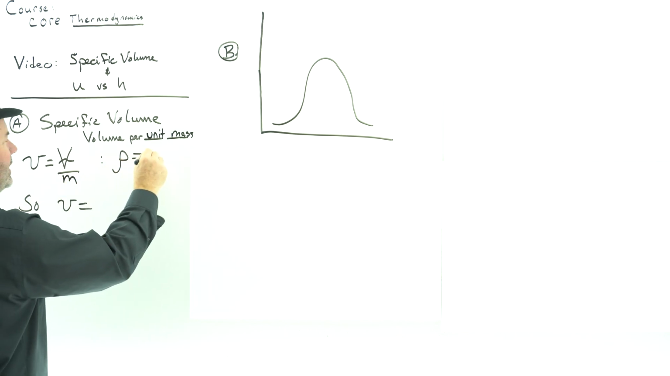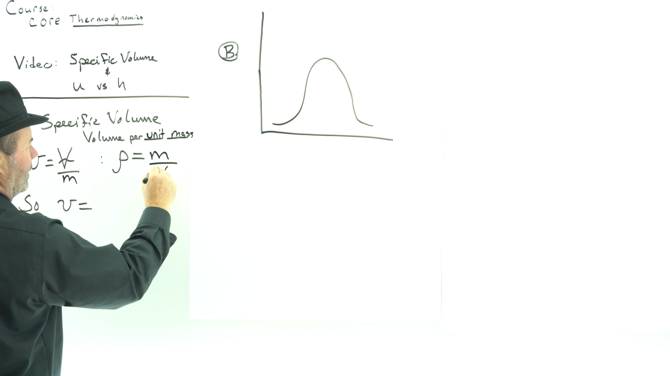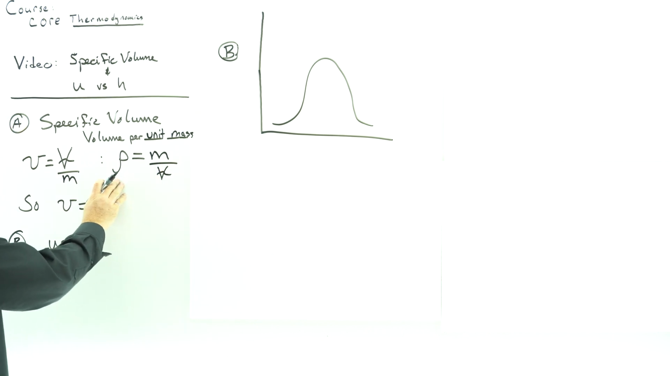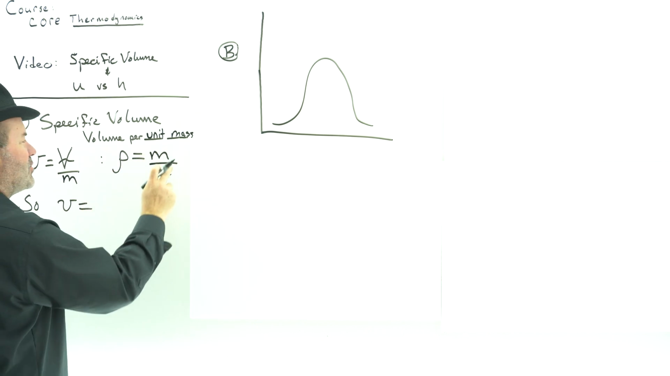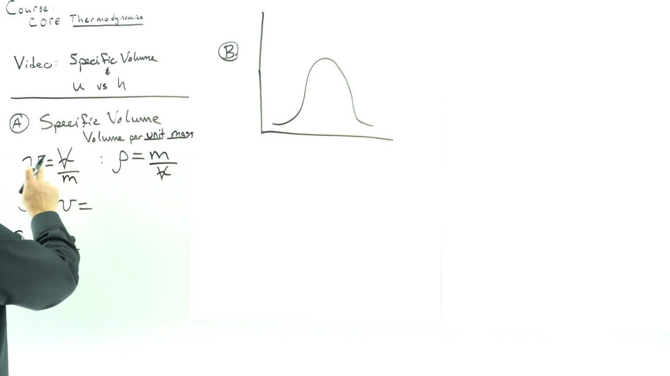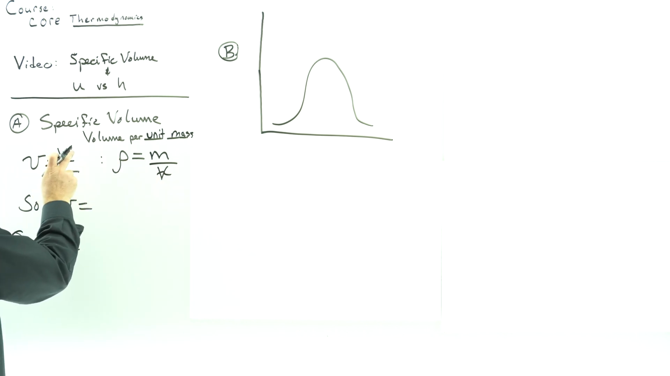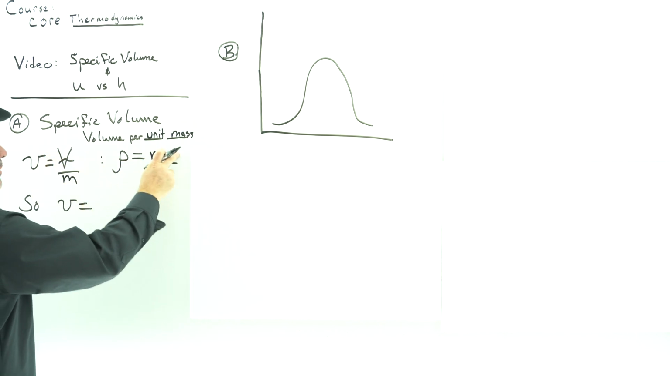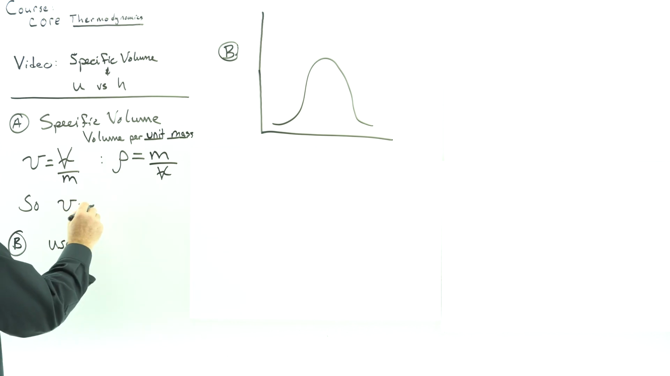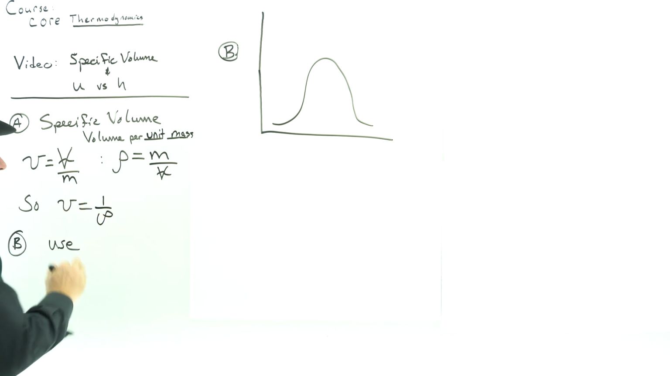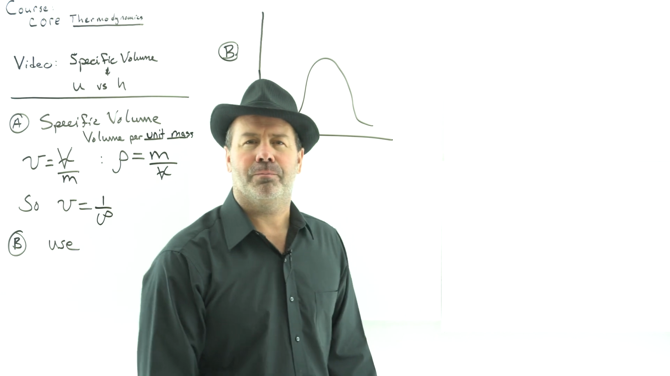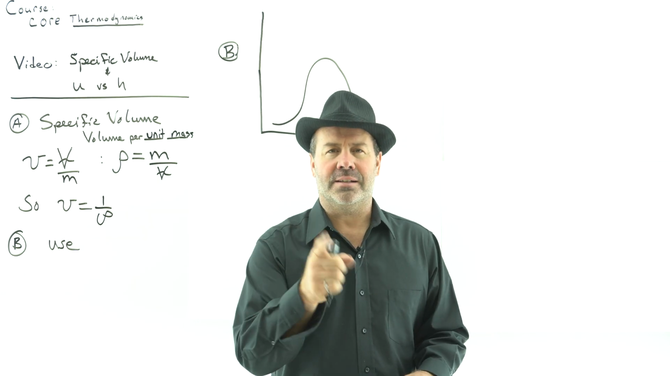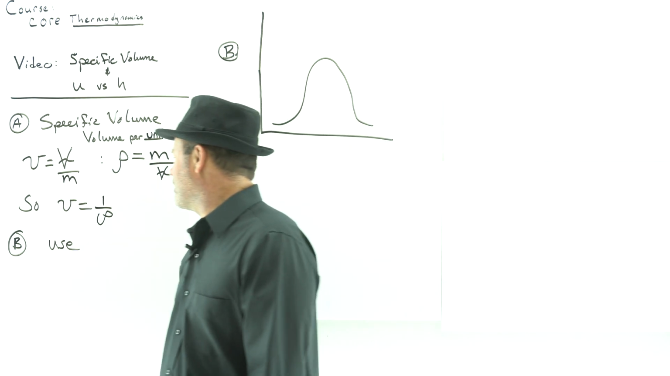Now, we've seen this relationship before, back in chemistry and other places. Density is mass over volume. So if v is volume over mass and rho is mass over volume, then v is 1 over rho. There's an inverse relationship between density and specific volume.